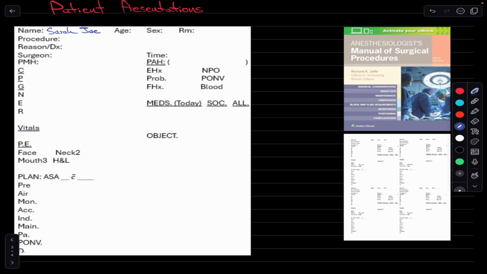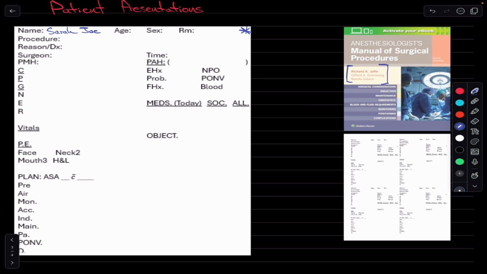So the night before, you'll have access to their chart and their schedule, and you can begin to research these questions in particular is what I use when I'm looking at my patient and putting together an assessment and plan for them. If you really want to stand out, one thing that I was recommended to do on my away rotations is to get this manual. It's Jaffe's Anesthesiologist Manual of Surgical Procedures.